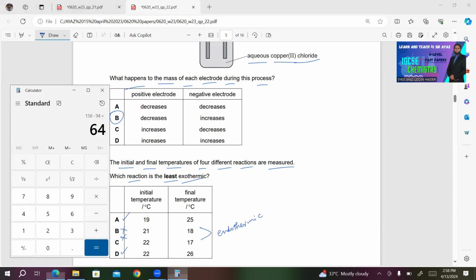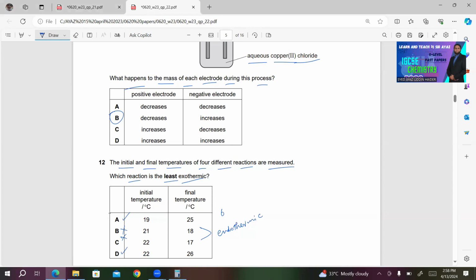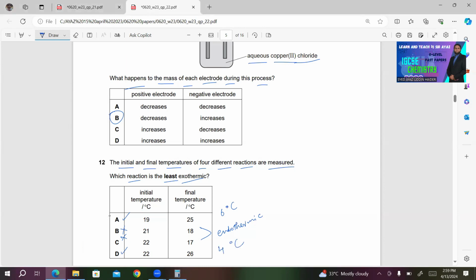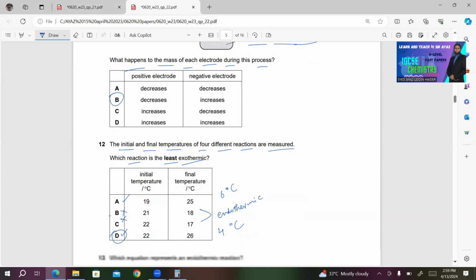Now let's see the difference. 25 minus 19 is 6 degrees centigrade rise in temperature of the surroundings. What about D? 26 minus 22, 4 degrees centigrade. So D must be the right answer.